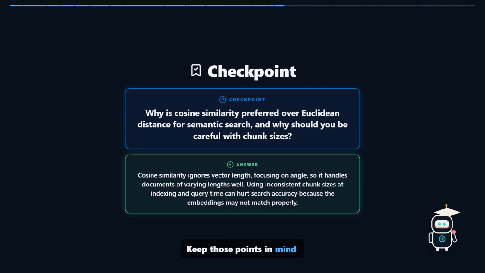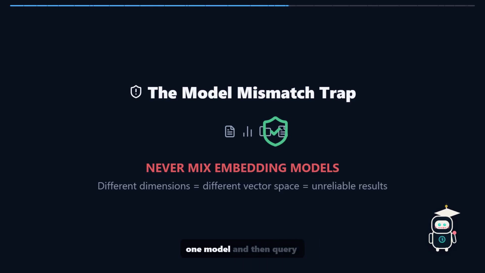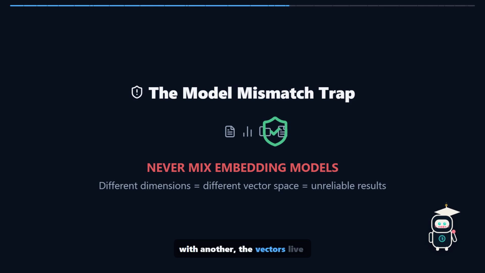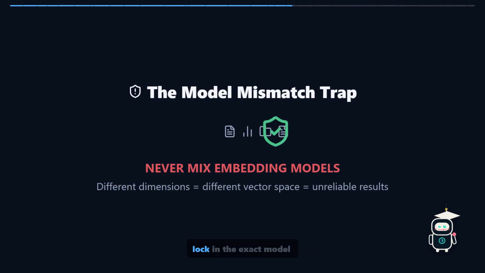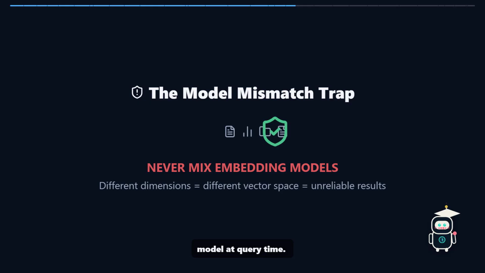Keep those points in mind when designing a vector DB. Never mix embedding models. It is the fastest way to break your search. If you indexed your knowledge base with one model and then query with another, the vectors live in completely different spaces. They don't align, and your similarity scores become noise. Hard rule: lock in the exact model and dimensions in your vector database schema from day one. Same model at index time, same model at query time.